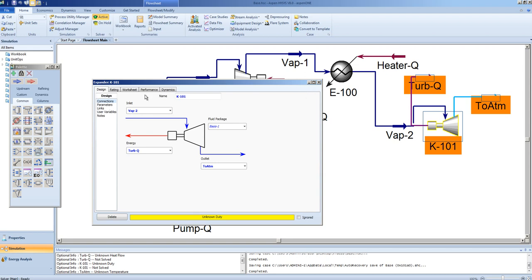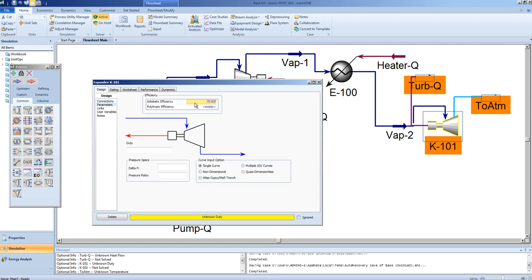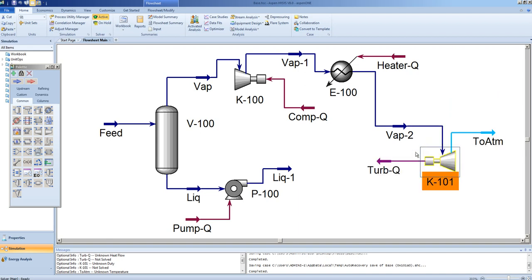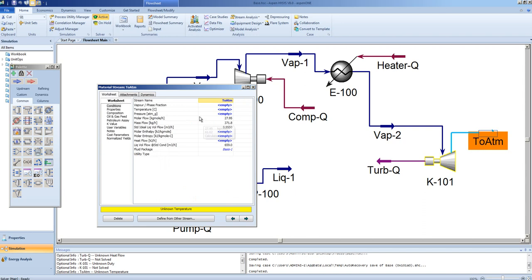Again, you have a default efficiency in there based on the turbine that you have in your process. You can change this efficiency as needed, and you have options to enter curves should you require. So let's neaten our flow sheet a bit. Since we said this is going to atmosphere, what we should do is set the outlet pressure, and the outlet pressure in this case will be 0 atmosphere gauge.